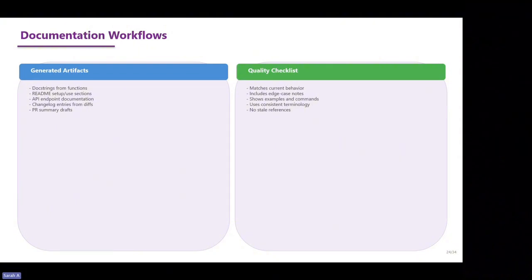So people in your organization can see, okay, this is what happened in version 1 and this is what happened in version 2. Copilot can also look at the code differences and summarize them for you. And the final artifact or documentation that you want to create is a PR summary draft.